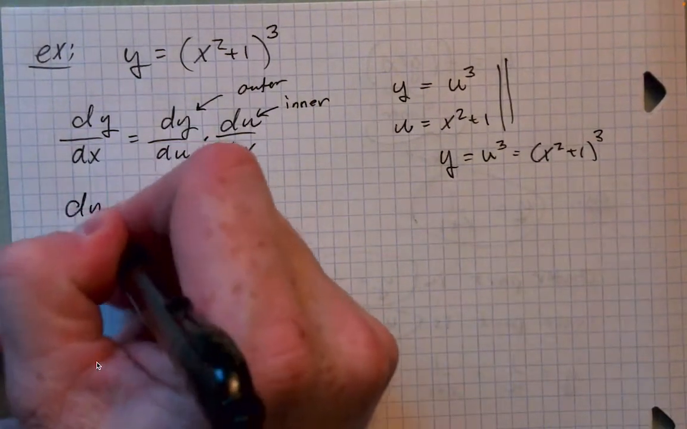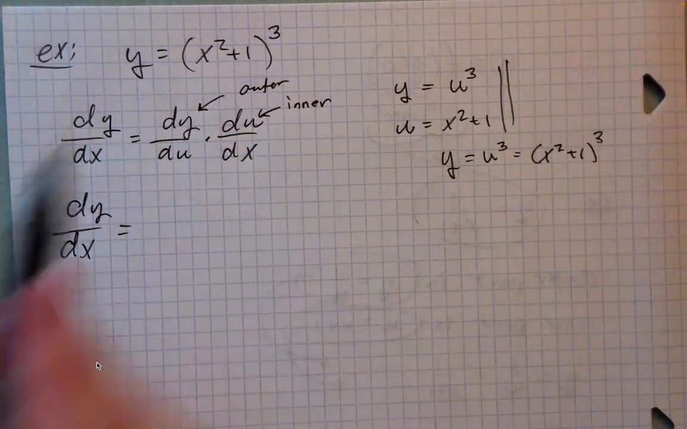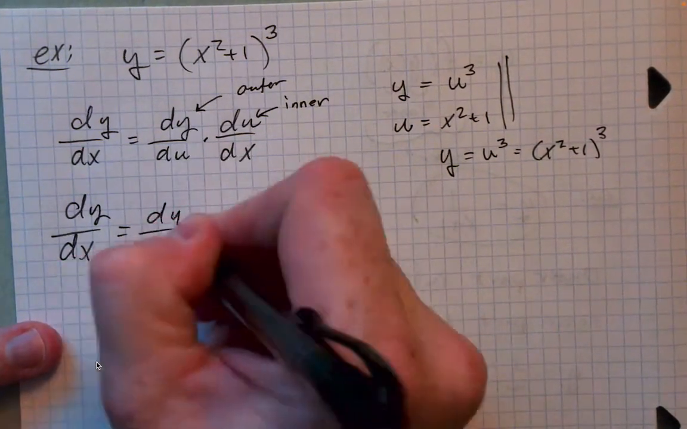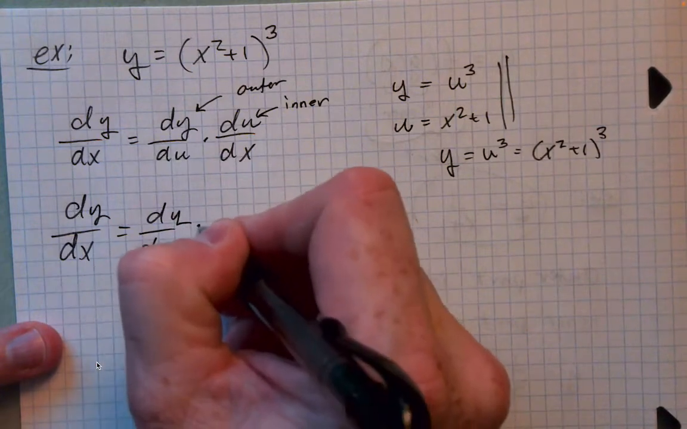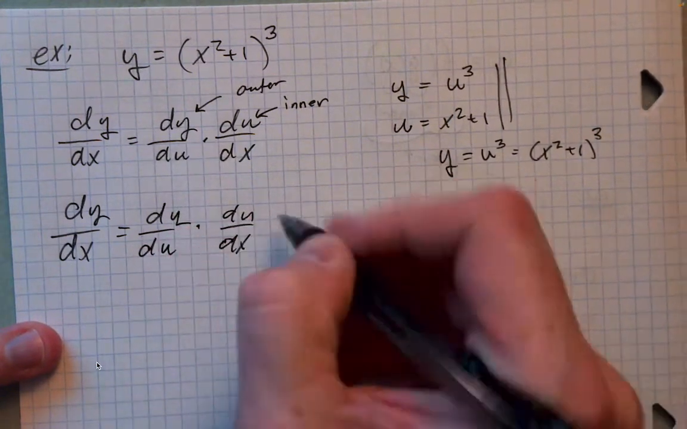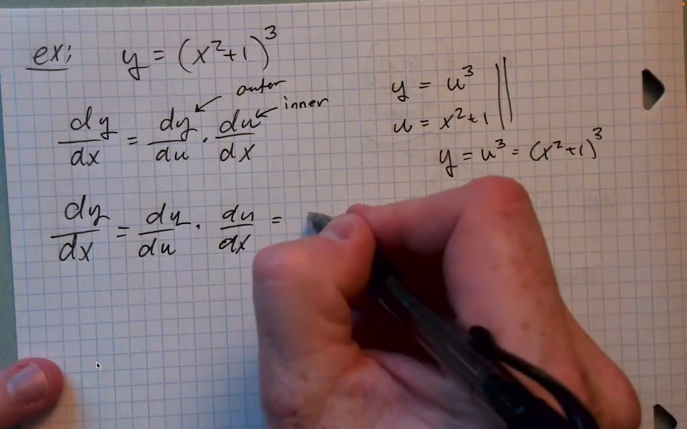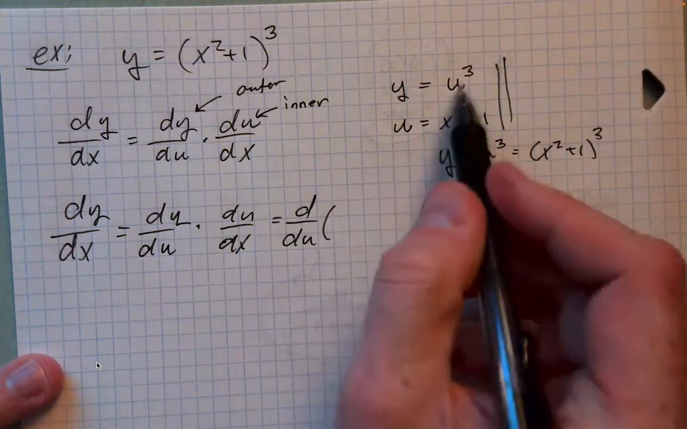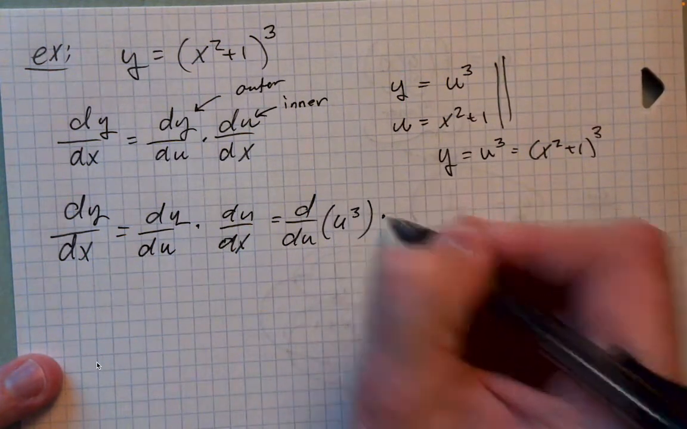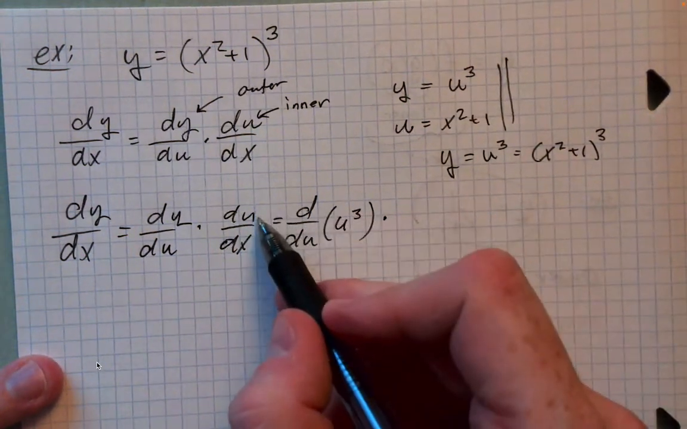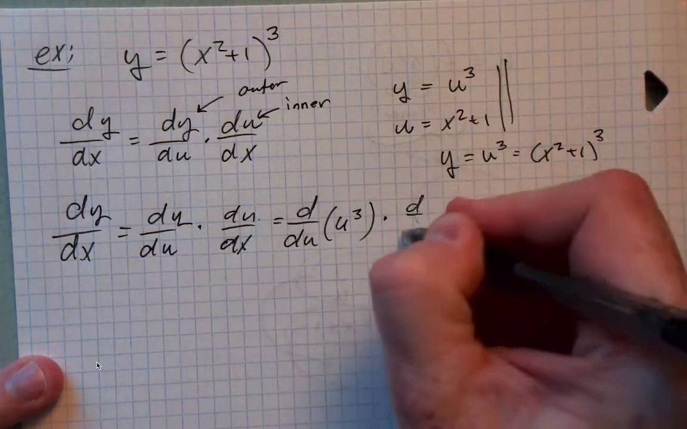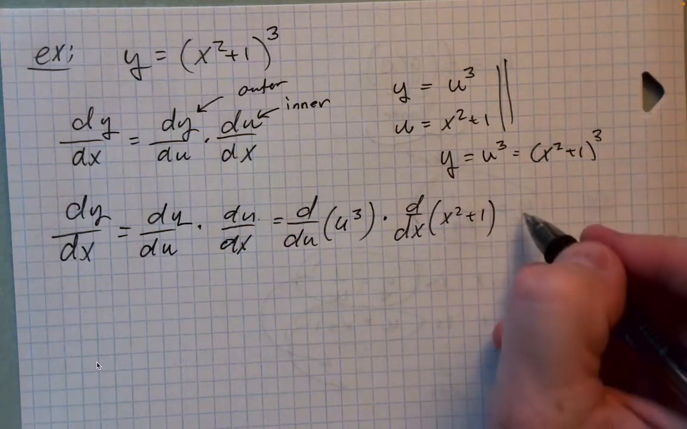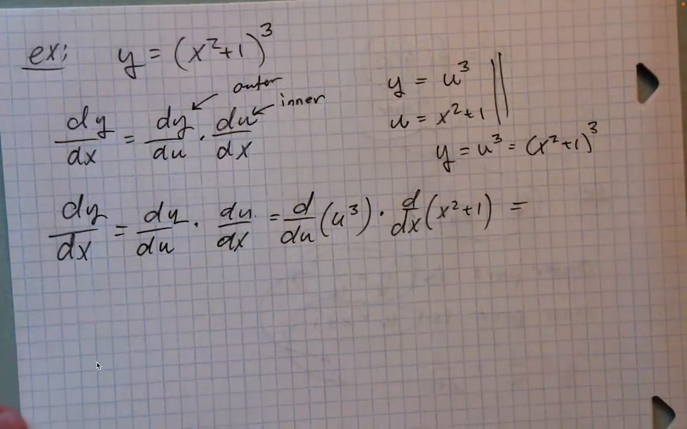So then you can just come down here and plug these into basically the notation. It kind of does it for you. So dy/du times du/dx. I'm rewriting this. You don't have to necessarily rewrite it. And so instead of y, we're going to plug in d/du of u cubed. Okay, and then instead of u here, we're going to plug in what u is. So this would be d/dx of x squared plus 1. Okay, and we can easily calculate these derivatives.